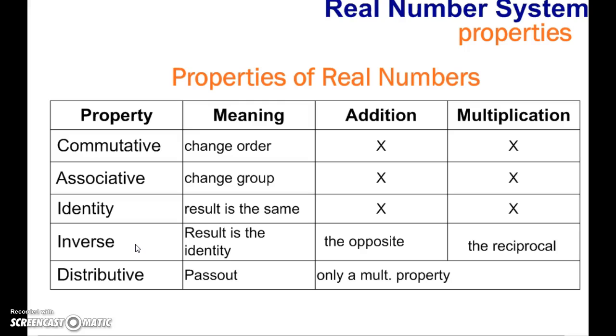So when you add the opposite, such as the opposite of 2 is -2, when you add those, you get 0. It's the opposite. But in multiplication, we have the reciprocal, such as 4. The reciprocal would be 1/4. And don't forget, distribute again means to pass out.